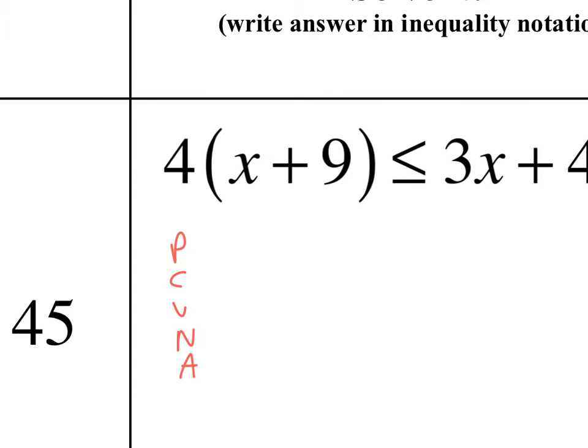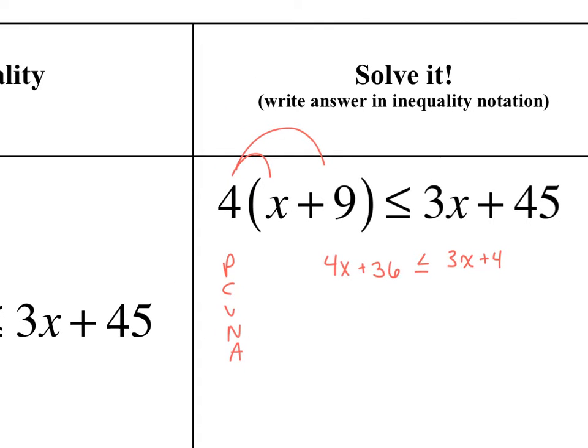I have to ask myself, do I have parentheses? Yes, I do, so I distribute. I get 4 times x, which is 4x, 4 times 9, which is plus 36, and that's less than or equal to 3x plus 45, sorry. I now don't have any more parentheses, so I ask myself, can I combine like terms? I can't combine a 4x and a 36, and I can't combine a 3x and a 45.